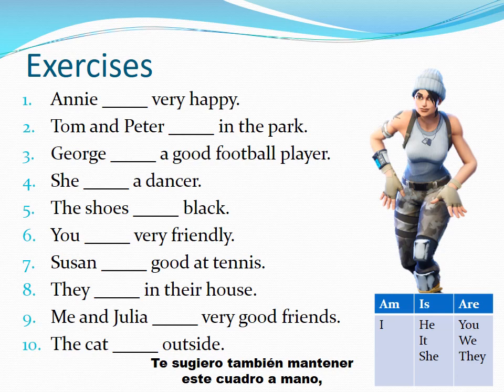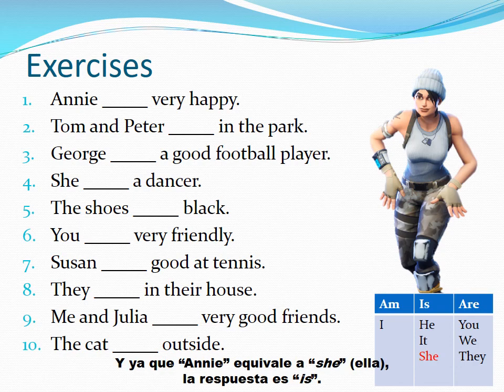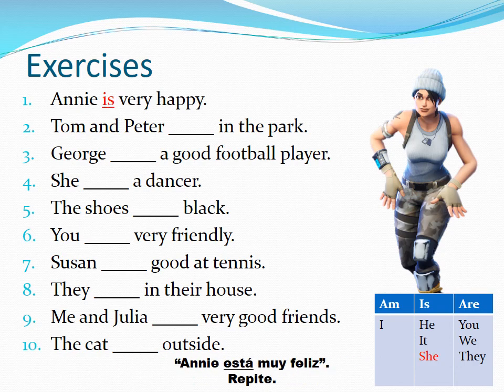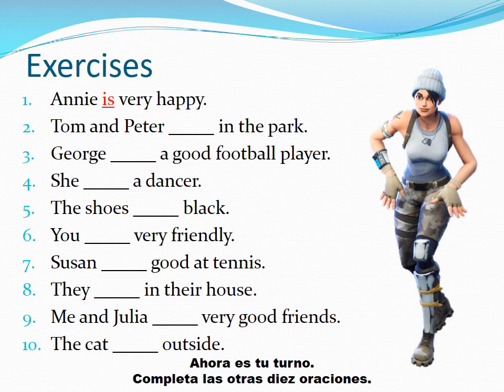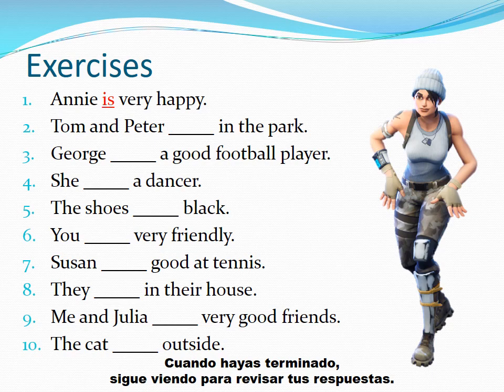I also suggest you keep this chart at hand so you can see which of the three forms apply in each sentence. For example, in the first sentence, the subject is Annie. And since Annie equals she, the answer is: Annie is very happy. Repeat, Annie is very happy. Now it's your turn. Complete the other 10 sentences. Once you're finished, continue watching to check your answers.